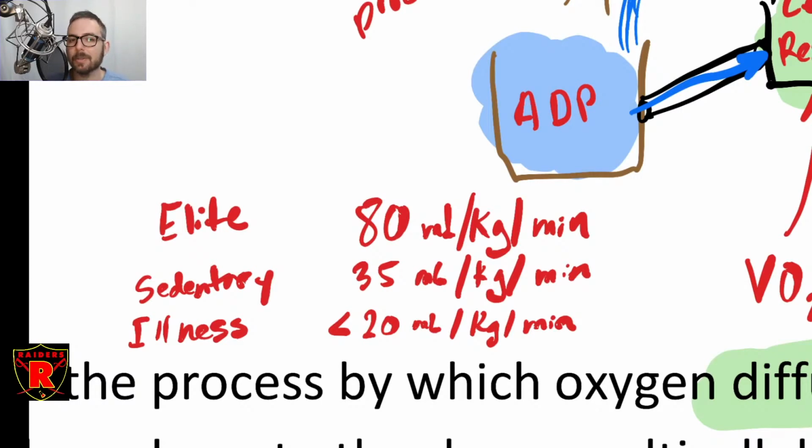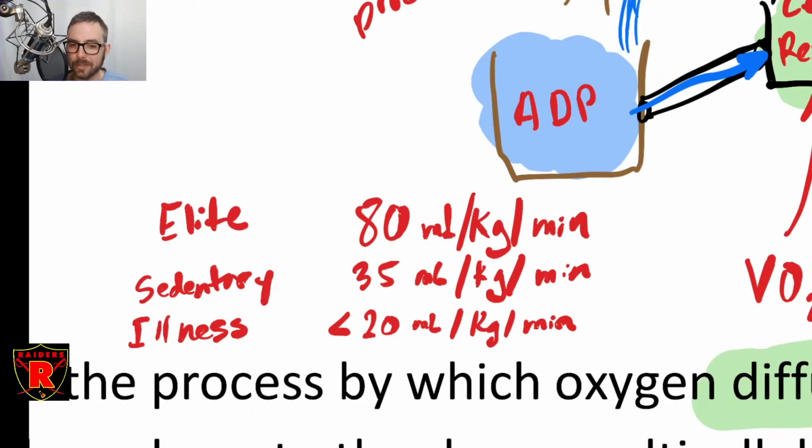So that's going to be an illness state once you start drifting below 20 mils per kilogram per minute. Is that common in the population? Certainly for older people it is. So it's not like it's unheard of for you to be in that range, but at your age it would be very unlikely. If your VO2 max is below 20 mils per kilogram per minute, you are going to be extremely winded from climbing a flight of stairs.